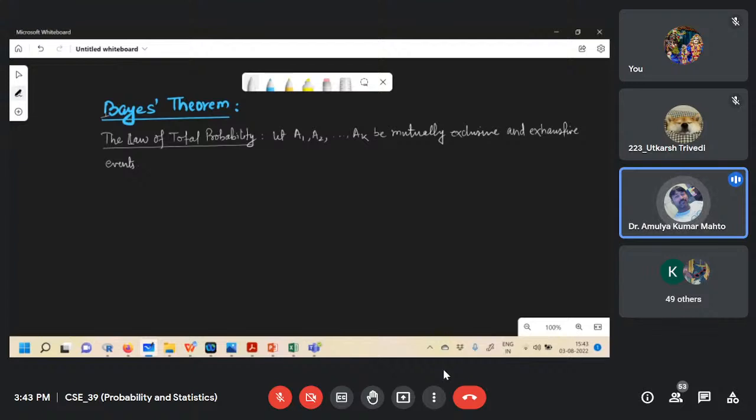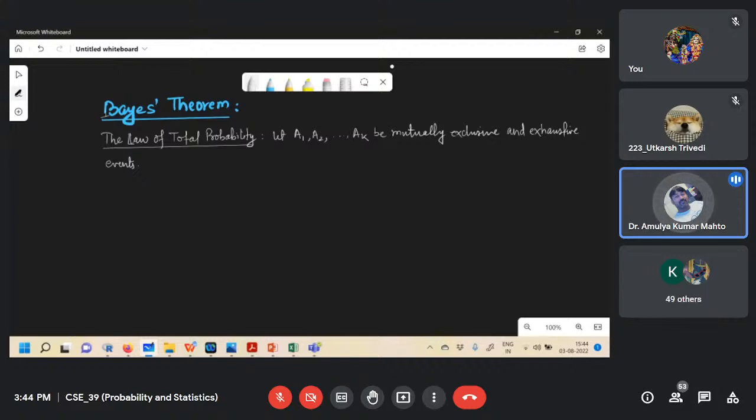So again, what is an exhaustive event? I have already told you that if you take the union of all these, it should be the entire sample space. If you take the intersection of all of these, it is empty, so they are mutually exclusive. If you take the union of all of these, it should be the entire sample space, and then we call these different events exhaustive events. If the intersection is phi, it's mutually exclusive. If the union is S, it's exhaustive.